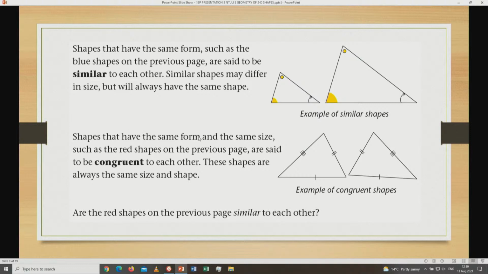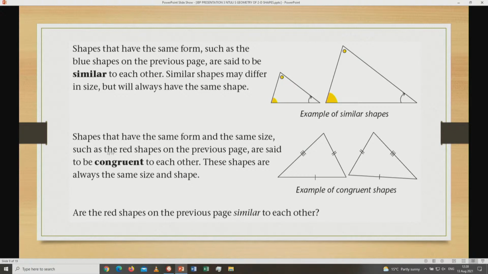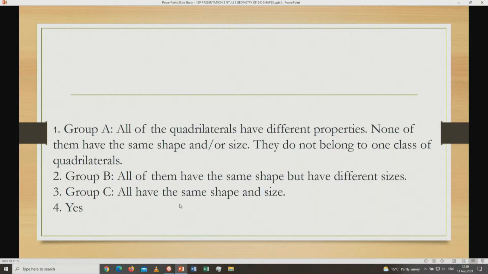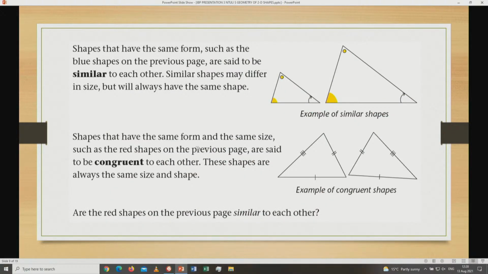Shapes that have the same form and the same size, such as the red shape, these ones, same form, same size. When we observe the curves, we can see all these shapes, they are all equal. They are all the same size. They are all the same shape. It is one shape, same size. Now let us see again. What do we call them? Are said to be congruent to each other.